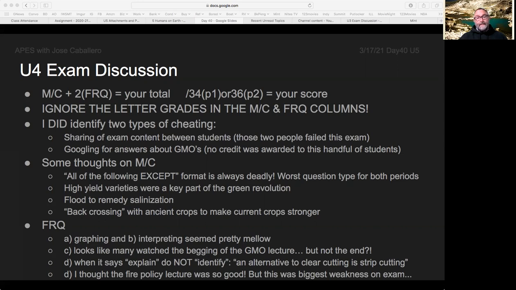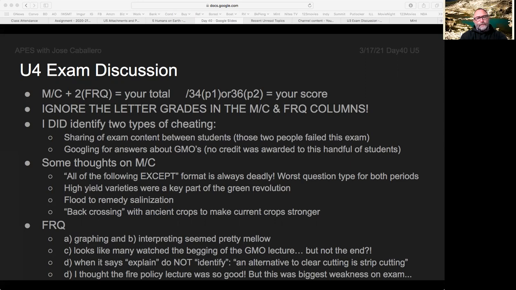And I could see that some students were using outside sources of information for the question about genetically modified crops, and whether that question is right or wrong, it does not get credit. You are not allowed to use outside information during the exam. Now, those are small numbers of people. Let's not focus on them.